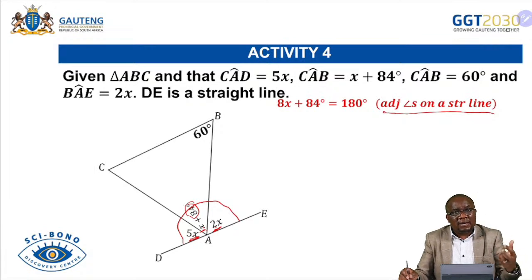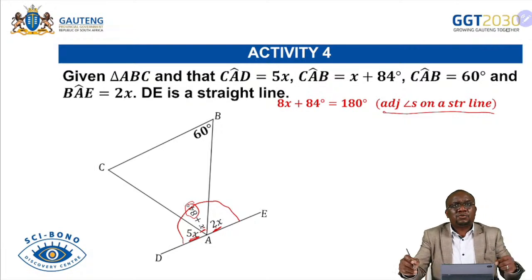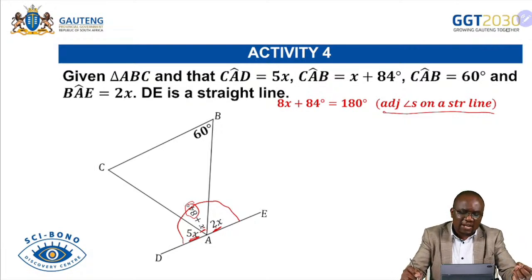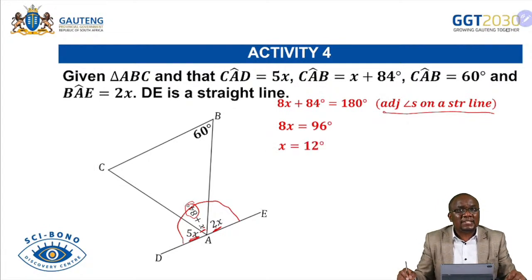Remember, I'm giving you something that you can use later. Please understand that we're running out of time. Right now, we solve for x here. It's going to be 180 degrees minus 84. What do you get? You get 96. Then you divide by 8 on both sides. You get that x is equal to 12 degrees.